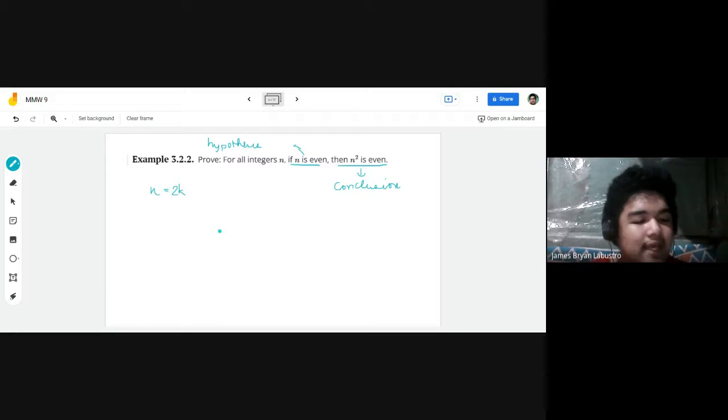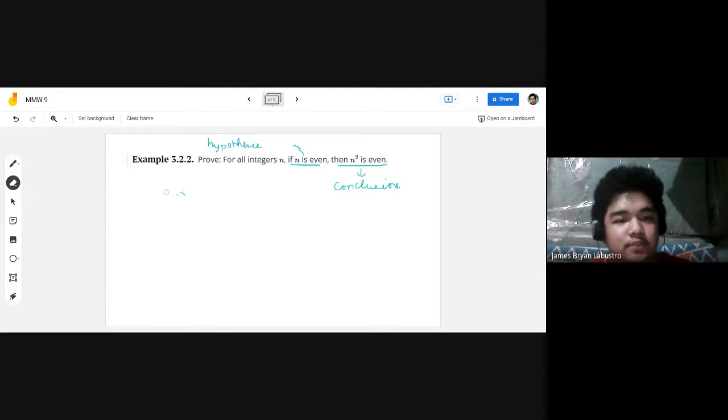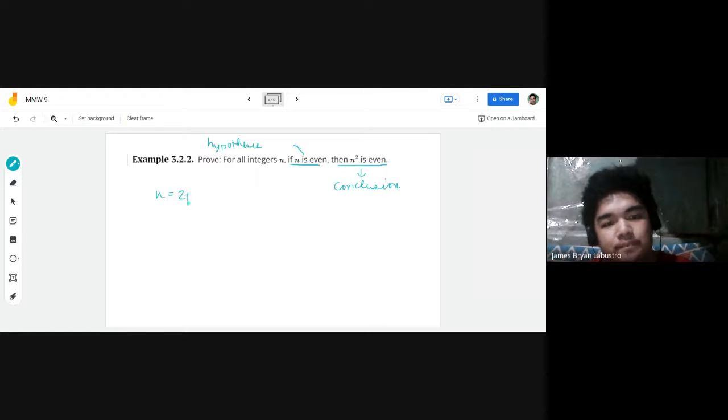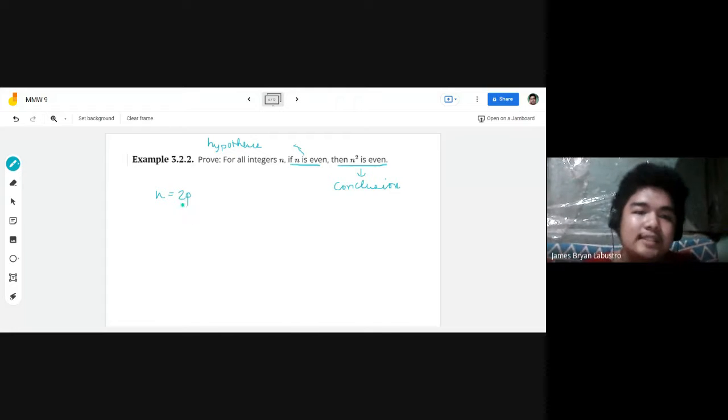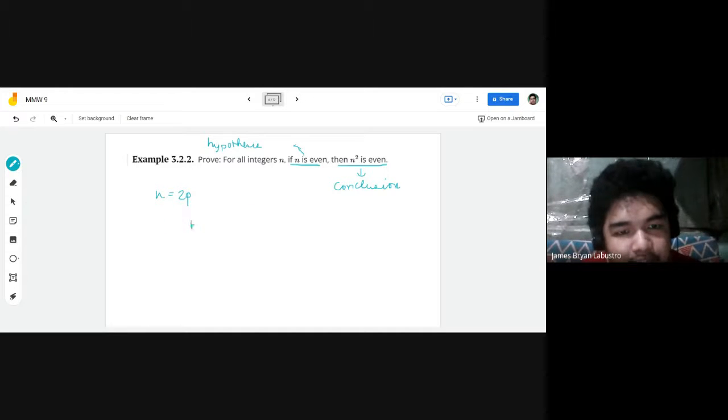Okay, so we'll let n equal 2k, or probably in my case 2p. N equals 2p. Okay. Since n is equal to 2p, then we're going to show that n squared must be even also. So n squared equals n squared.